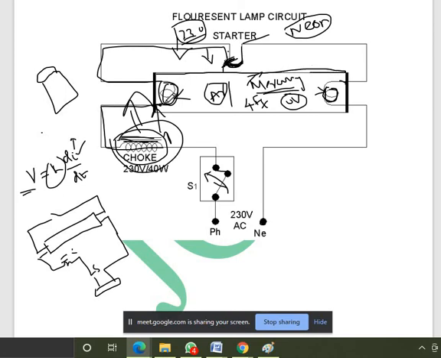The phosphor is coated inside the glass tube of the fluorescent lamp. Here the argon and mercury react to create ultraviolet rays, but we can't see ultraviolet rays directly. Whenever ultraviolet rays strike our eyes, some eye problem will take place.